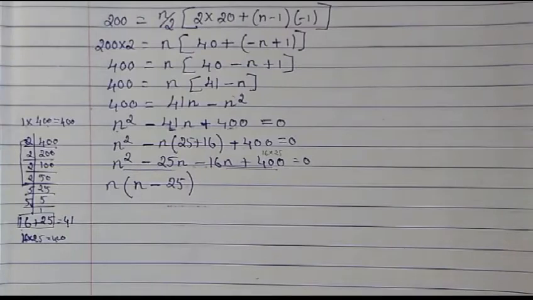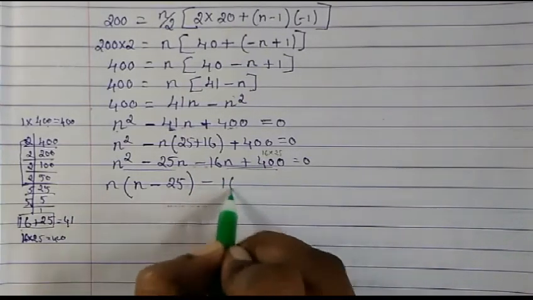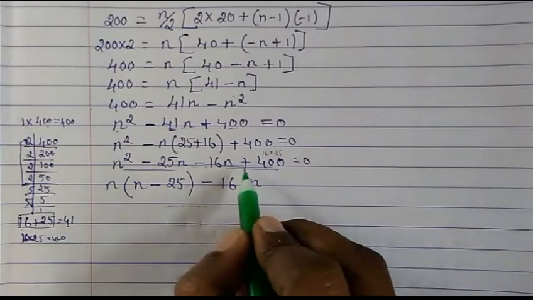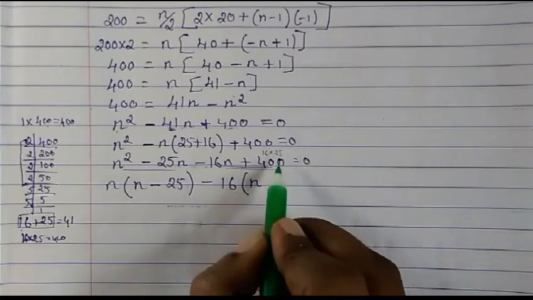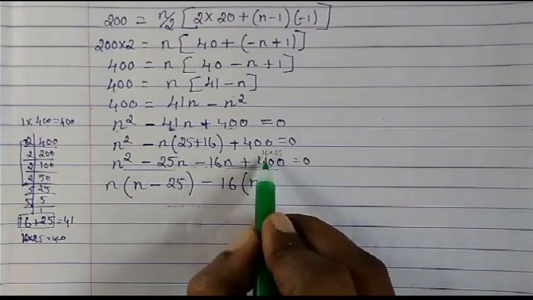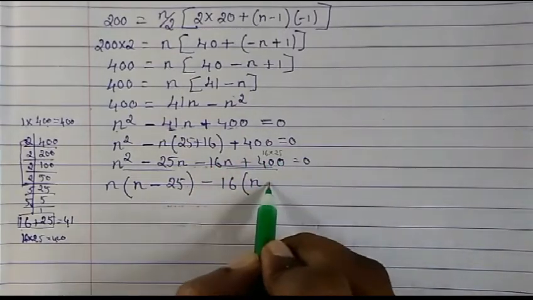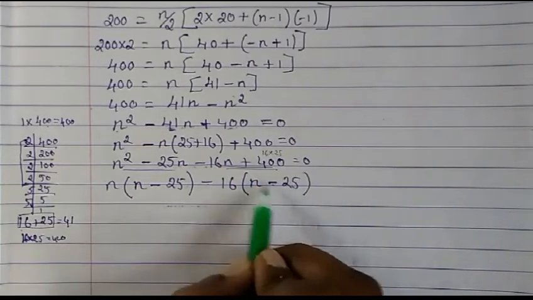So here also 16, here also 16. So let's remove 16 common, and this minus remains here, and this 16 we remove common, and inside it will be n, and then this 25 is there. See, 400 we have written as 16 into 25. So 16 we have removed common, so this 25 we have. We'll write the 25, and it will be minus 25 because minus into minus will become plus.